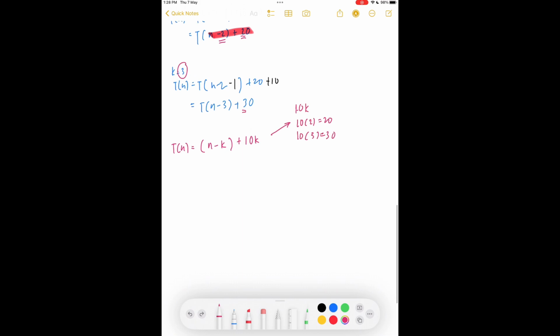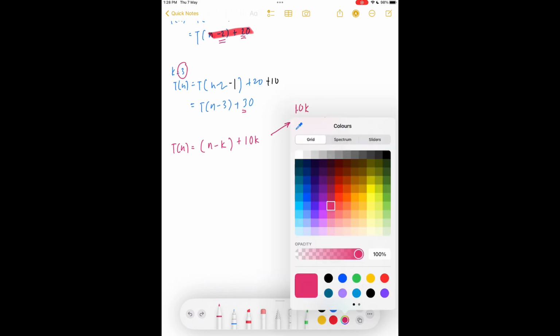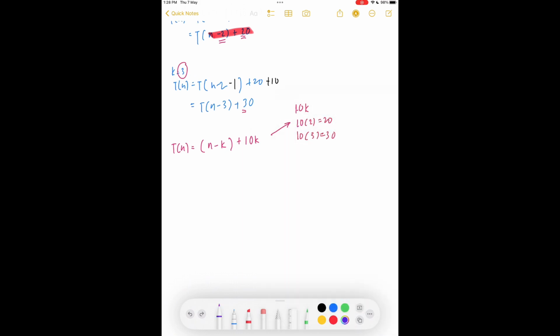Okay, so now we've already determined the general equation. How do I find the base case? How do I reach the base case? So what we're going to do is we're going to do the same thing as earlier. We're going to take the recurrence part equals to 0. Okay, now we have to find k. So senang je, just terbalikkan benda ni. Dapat k equals to n.